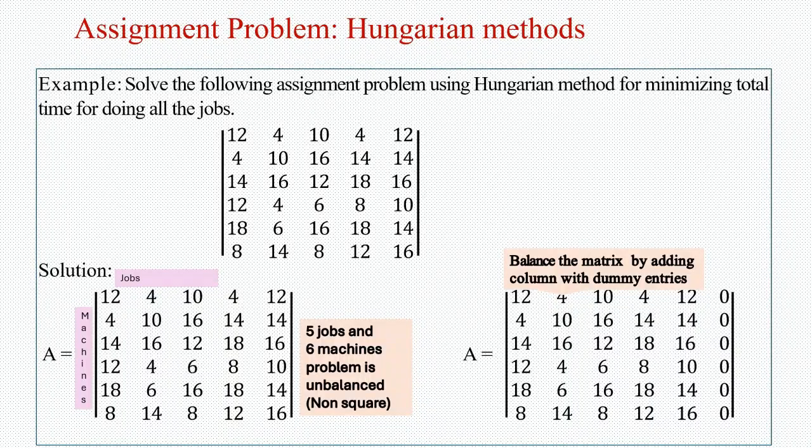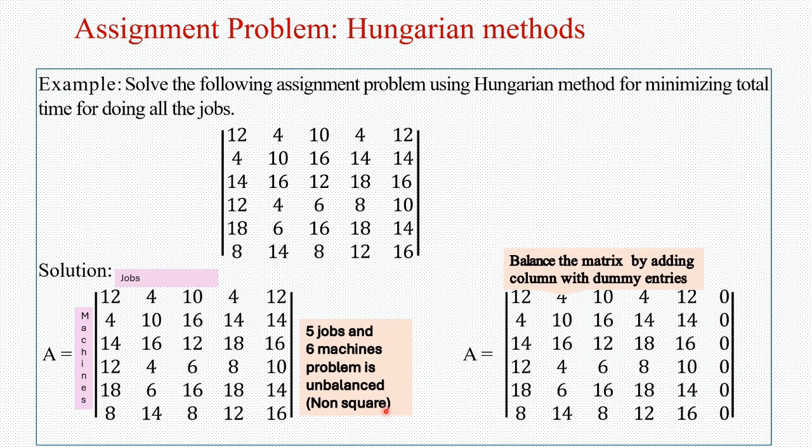Let's understand with an example. Solve the following assignment problem shown in the table using the Hungarian method. Solution. In this matrix, these are jobs and these are machines. First, check for balance, that is whether the number of rows is equal to the number of columns. Here there are 5 jobs and 6 machines.